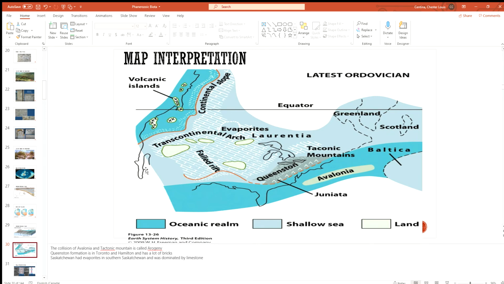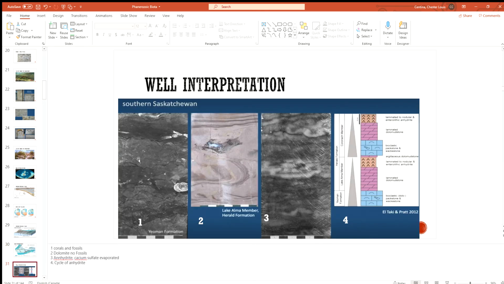Okay, I will not get in too deep like he did. Let's move on. Okay, so this is the interpretation of the well. This right here is the corals and the fossils. This black thing right here. And then here, there's barely anything because it turned into dolomite. And then what happened is that it became anhydrite. It evaporated. And this right here just shows you the cycle of anhydrite. It was really hard to interpret what he was saying, but this is the best explanation that I got from it.